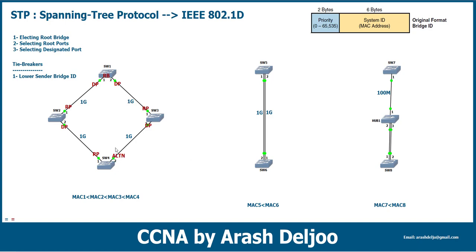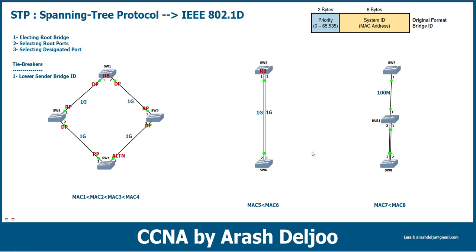So easy. This is the first scenario. Let me show you the second scenario. In this scenario we have only two switches, switch 5 and switch 6, and MAC 5 has a lower value than MAC 6. First, we need to find the root bridge. You know that switch 5 is the root bridge. Why? Because switch 5 has the lower value in the MAC and also in the bridge ID. Then we need to find the root port in switch 6.